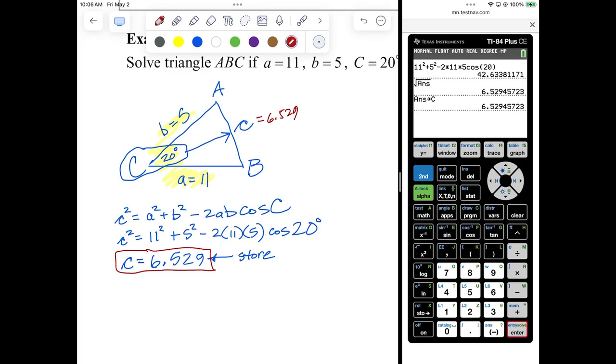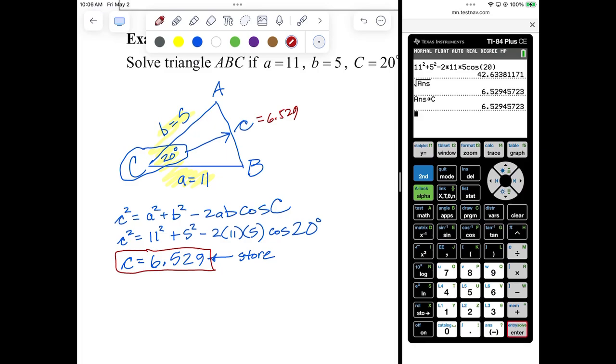Now I got to find one of the remaining two angles. So really what this problem turns into now is a side-side-side problem. I know all three sides, and so we're going to do the same thing we would do if it were a side-side-side problem. I need to use the law of cosines now to find an angle. And it doesn't matter which angle I find. Y'all want to find angle A or angle B? You want a hot dog or a hamburger? It doesn't matter. Angle A or angle B? Angle A? Let's do angle A. It comes first in the alphabet song.